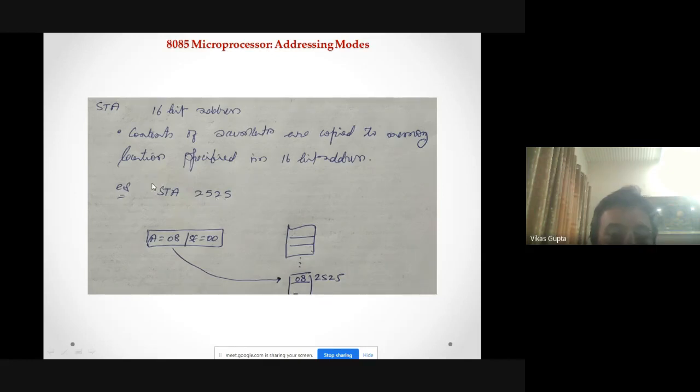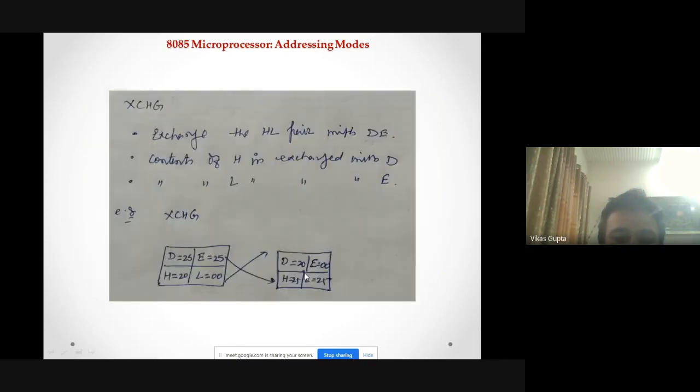That means let's say after execution of an instruction, you know the result always gets stored into the accumulator. So if I want to store this result of the accumulator to some particular memory location, then I'm going to use STA 16-bit address. Let's say I want to store my data of accumulator to the memory location 2525. So 08 data will be moving to the location 2525.